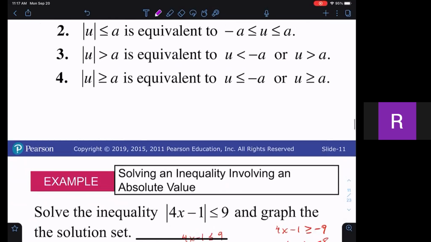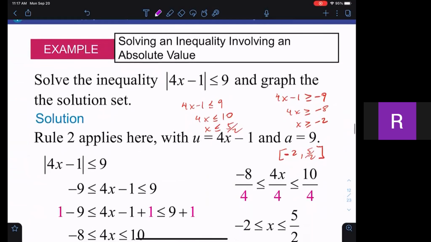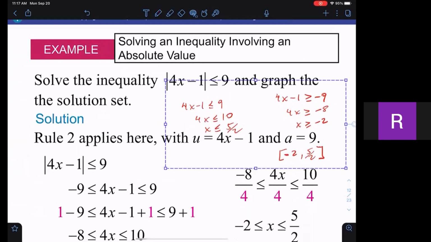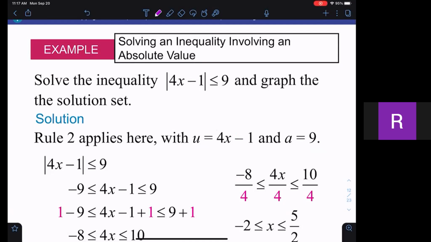So you can try this one if you want. The first thing you should be able to identify is if this is an or or an and, right? So this is an and. So you can just say 4x minus 1 is less or equal than 9, and then 4x minus 1, you change the inequality and you change the sign of the number.